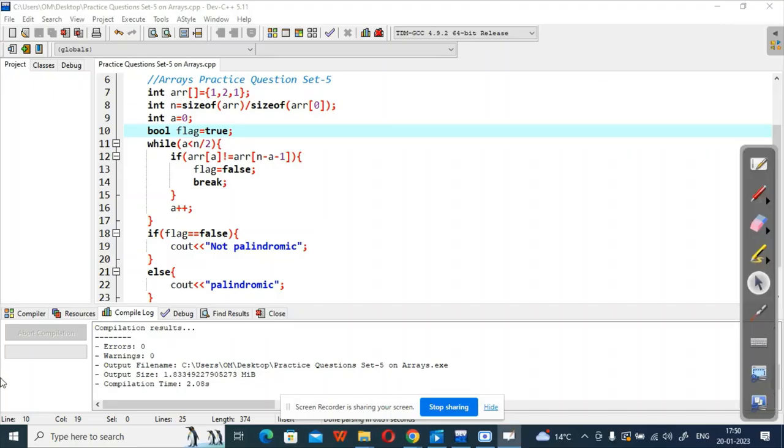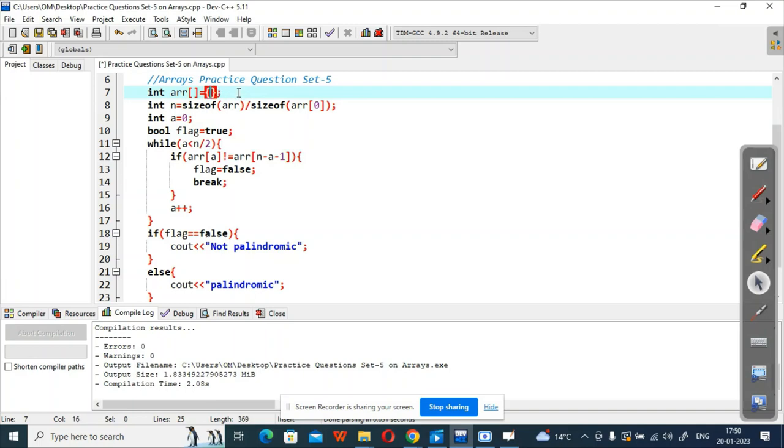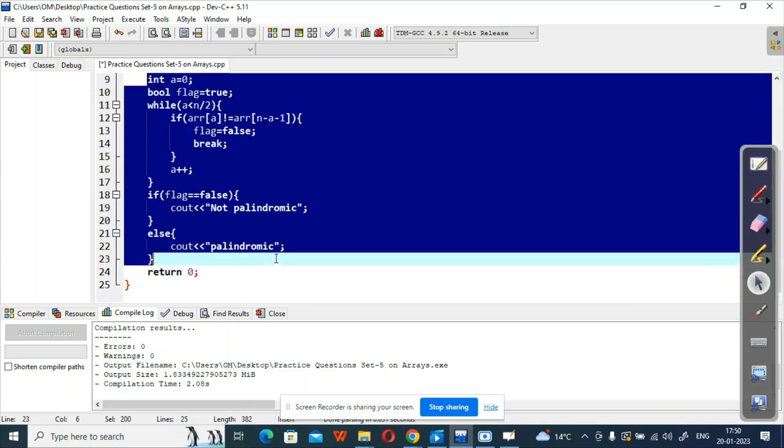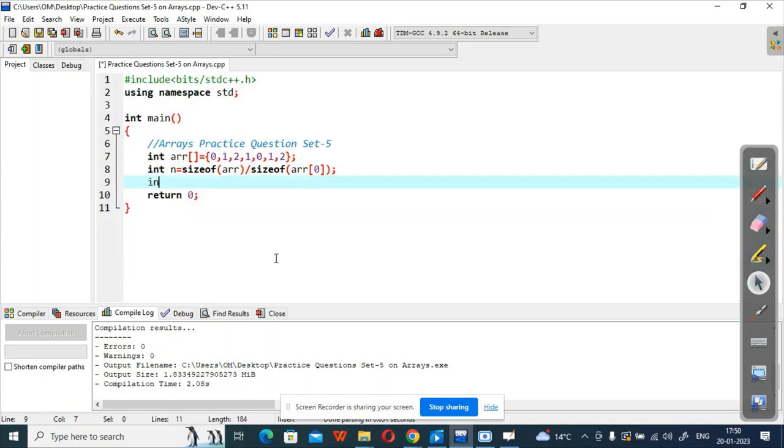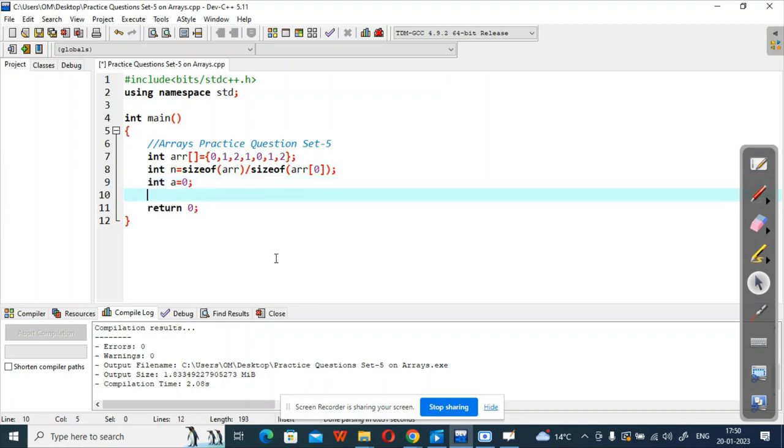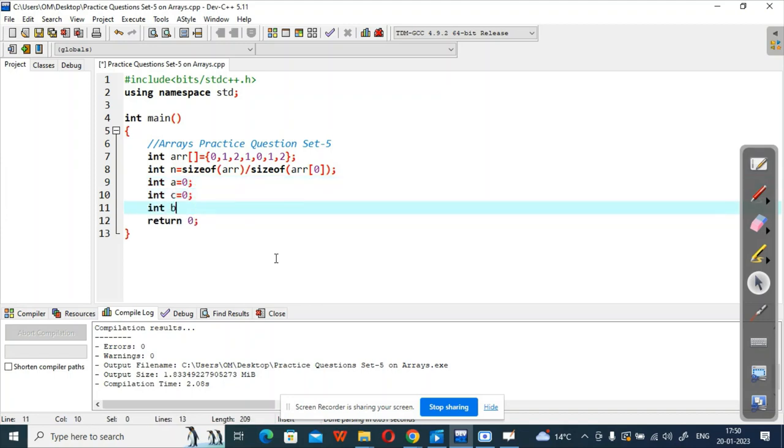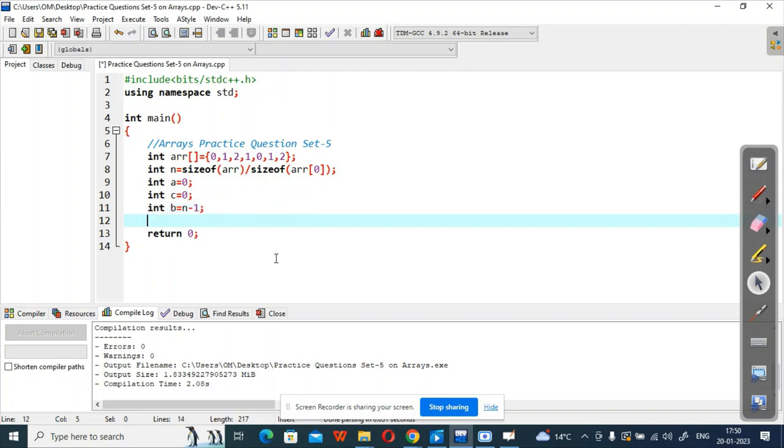Let me run this code to show you. Okay, let us run this code. Let us take some example as 0, 1, 2, 1, 0, 1, 2. So let us run this code and check if it is correct or not. A is kept at the 0th index, C is kept at the 0th index, and B is kept at the n minus 1th index.